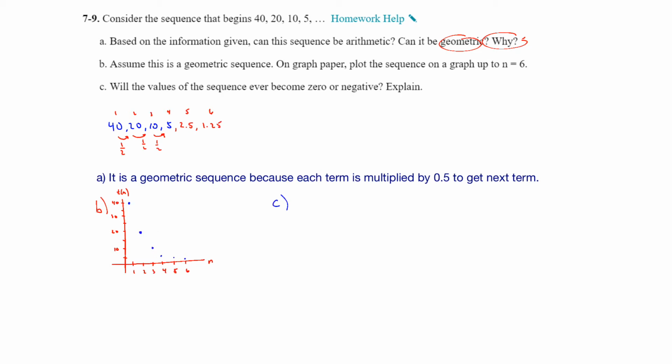All right, part C. Will the values of the sequence ever become 0 or negative? Explain. Well, as we continue on, we keep multiplying by 1/2, so we keep cutting it in half basically every single time. These numbers are going to get small, but will they ever become 0 or negative? Well, if you keep cutting something in half, there's always going to be something left. As small as it is, there's still a little bit left each time. So even if we continue over time, the value will never become 0, and it'll never become negative, because once again, you're only taking half of a positive number, which would never give you a negative or 0.